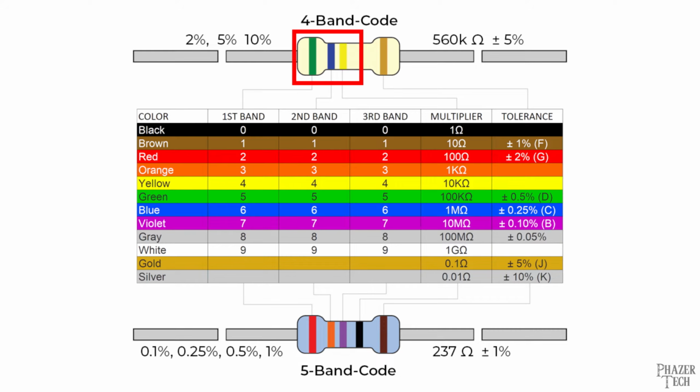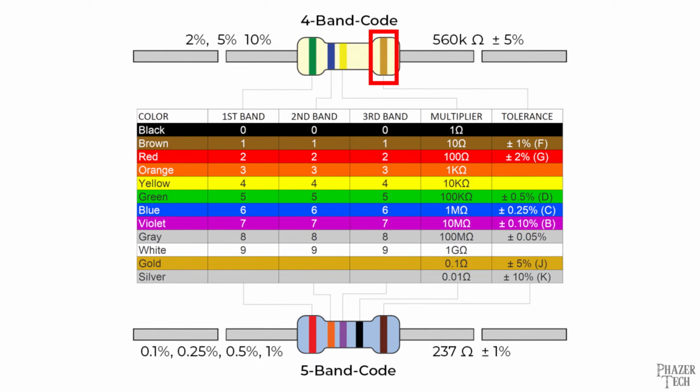The first 2 values are the significant figures. Green is 5 and blue is 6, which gives us 56. The multiplier in this one is yellow, which indicates a 10K multiplier. So all we do is multiply 56 times 10,000, which gives us 560 kilo ohms for this one.